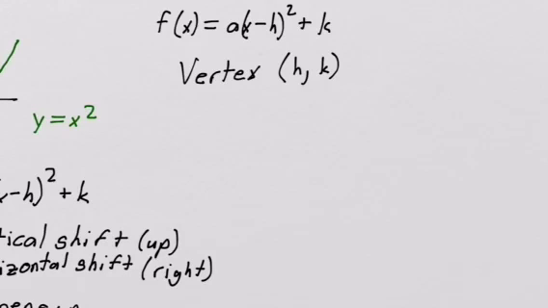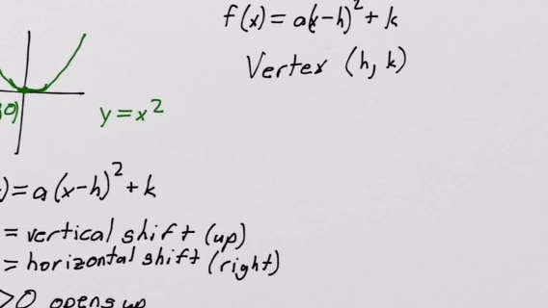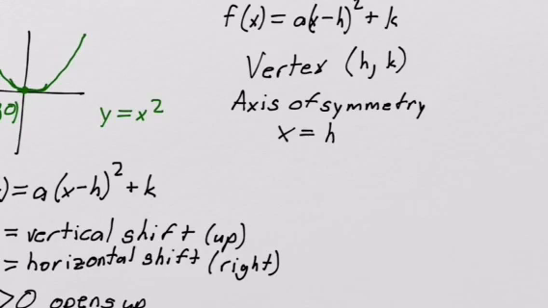But the other important thing we have is, you'll note, the graph of y equals x squared is symmetric across the y-axis. Well, we still have symmetry going on. It's just, instead of being about the line x equals 0 for the original, it's now going to be about the line x equals h.